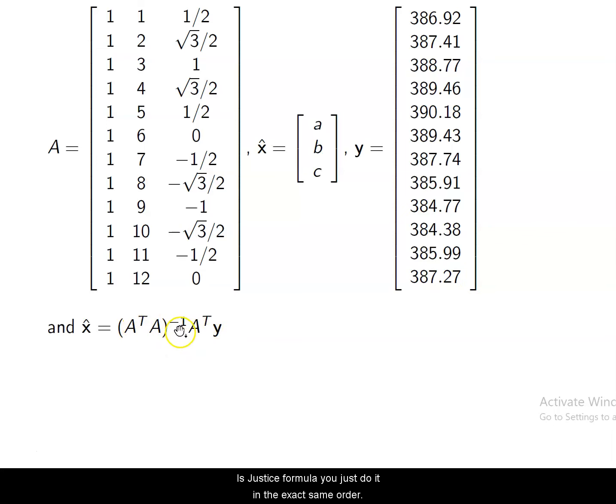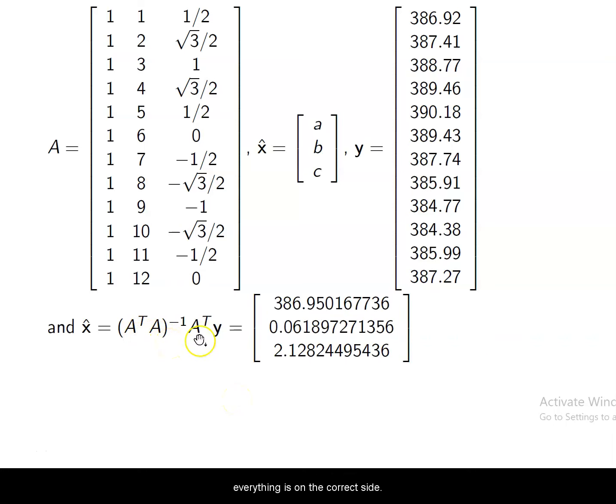And you just do it in the exact same order, okay? Find this, find the inverse, and then take that value and multiply it times this. Just make sure if it's on the right side, it needs to be on the right side. If something's on the left side, it has to be on the left side. It's when you start mixing the order up that you're gonna get confused. So just make sure everything is on the correct side.